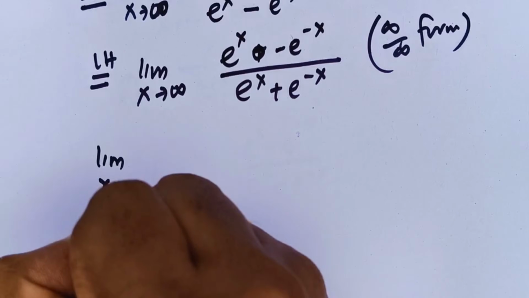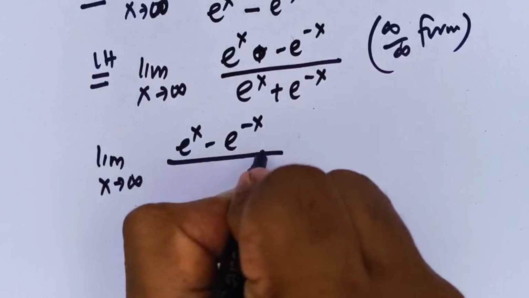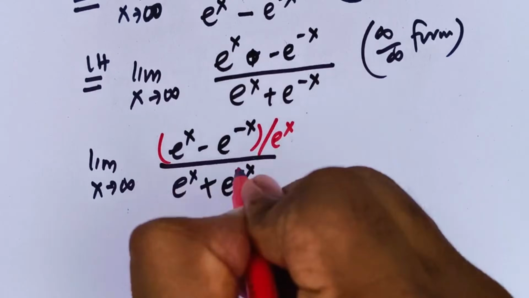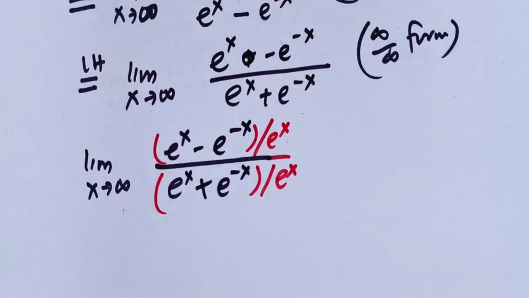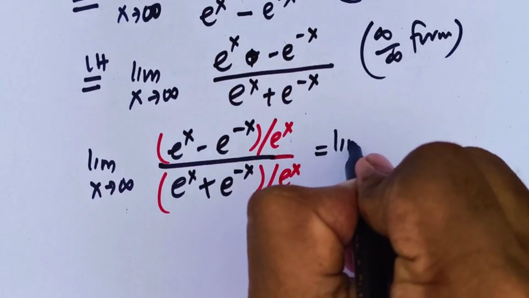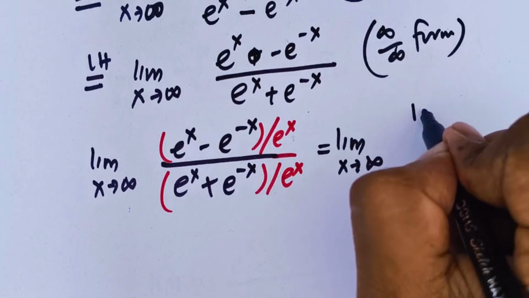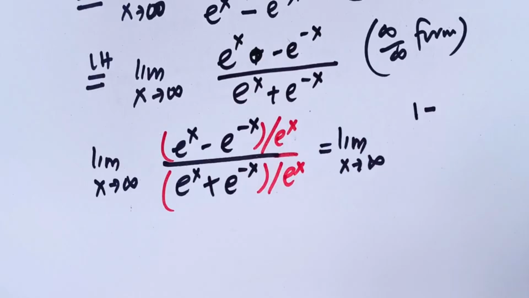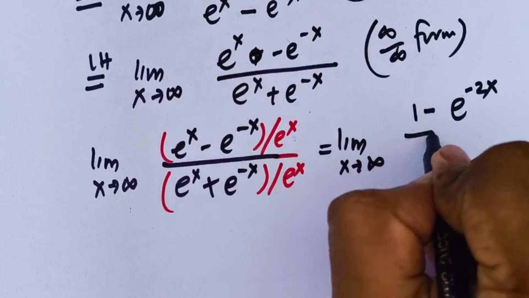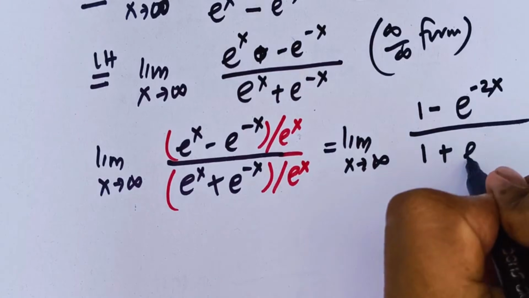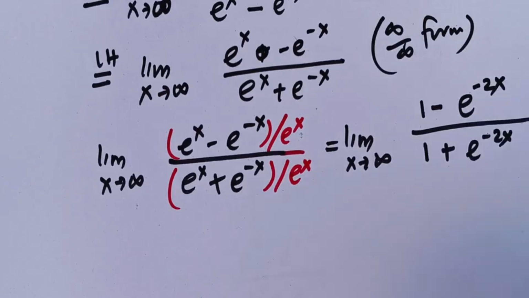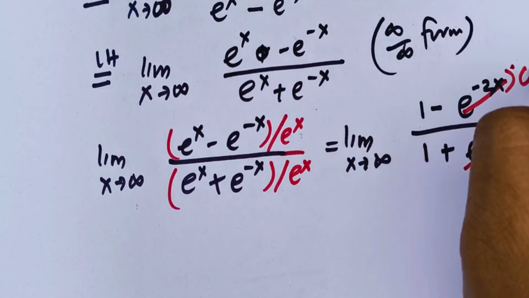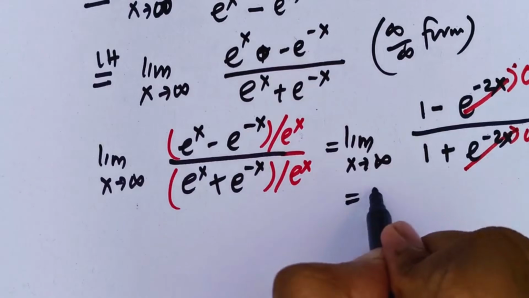Our question is limit x goes to infinity of e to the power x minus e to the power minus x over e to the power x plus e to the power minus x. Just divide top and bottom by e to the power x. What do you get? Limit x goes to infinity; in the top we have 1 minus, when you divide e to the power minus x by e to the power x, you get e to the power minus 2x. Here also this becomes 1 plus e to the power minus 2x. When x goes to infinity, this goes to 0 and this goes to 0. So the answer is 1.